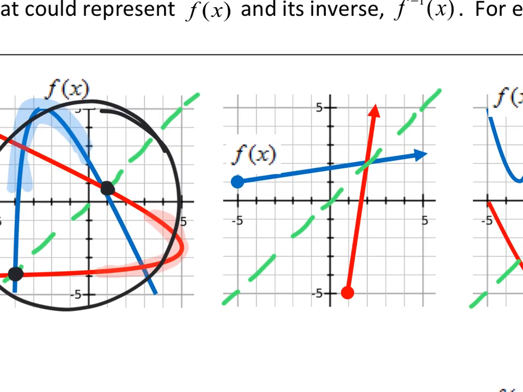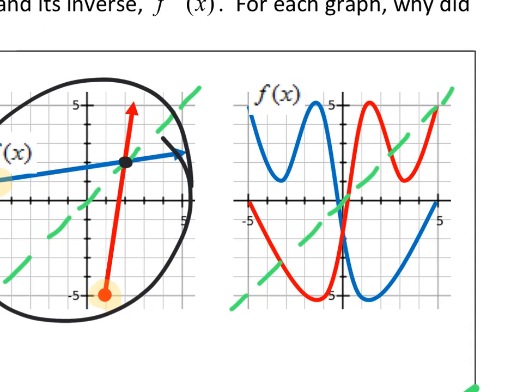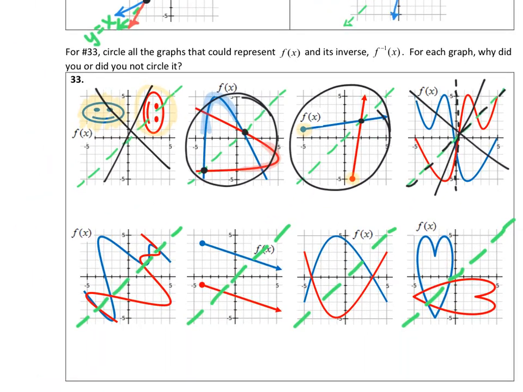In this one, the same thing happens. They cross at the same place, and this part of the blue graph reflects to this part of the red graph. So these two, red and blue, this graph represents an inverse relationship. But in this next one, that I would say is more of a reflection over the y-axis, not over the line y equals x. So let's say no, that's not an inverse function. So in the top row, it's just these two in the middle.